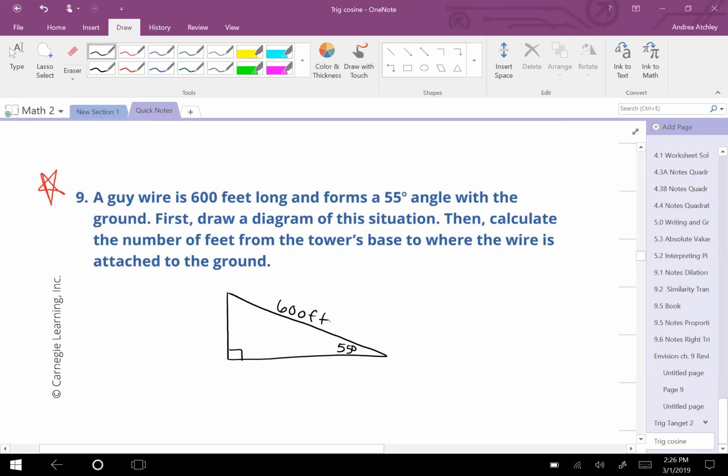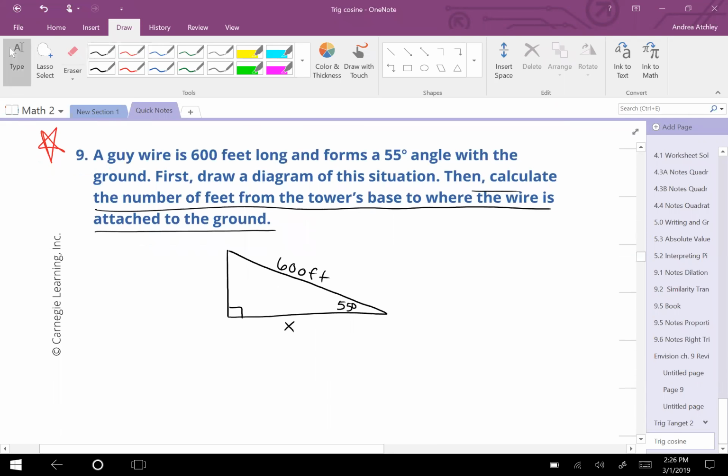Then calculate the number of feet from the tower's base to where the wire is attached to the ground. So draw the X in there, because this would be the tower. So we go through and we label opposite, adjacent, and hypotenuse.